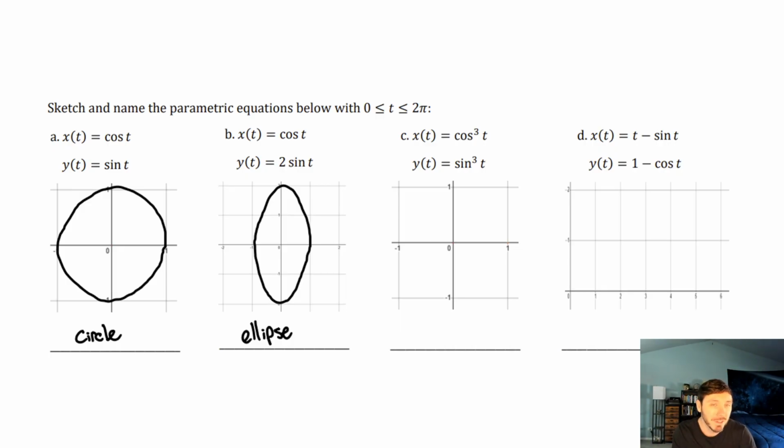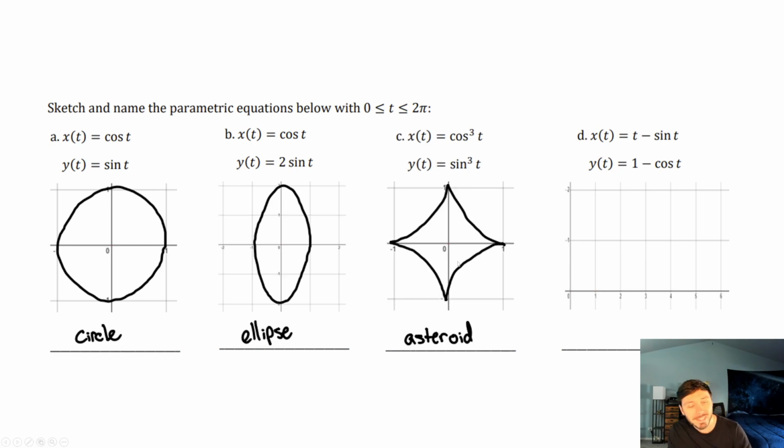Next one, I don't expect you to know, but it's a cool shape. 3, 2, 1. It's the asteroid. So if you just make these both cubes, it creates a slightly different shape. You can play around with powers of cosine and sine. You get a lot of cool ideas that come with that.